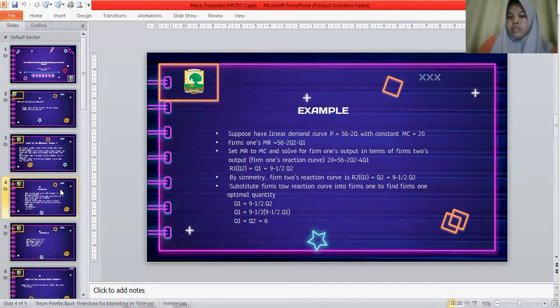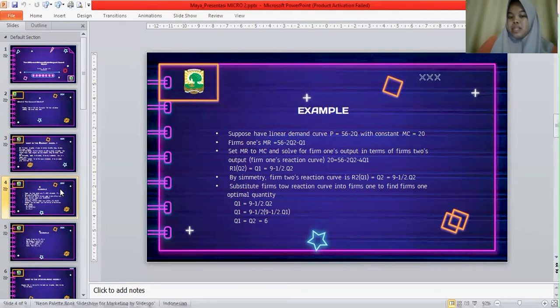And firm 1's reaction curve: 20 equals 56 minus 2Q2 minus 4Q1. And R1 as a function of Q2: Q1 equals 9 minus 1/2 times Q2. By symmetry, firm 2's reaction curve is R2 as a function of Q1: Q2 equals 9 minus 1/2 times Q1.